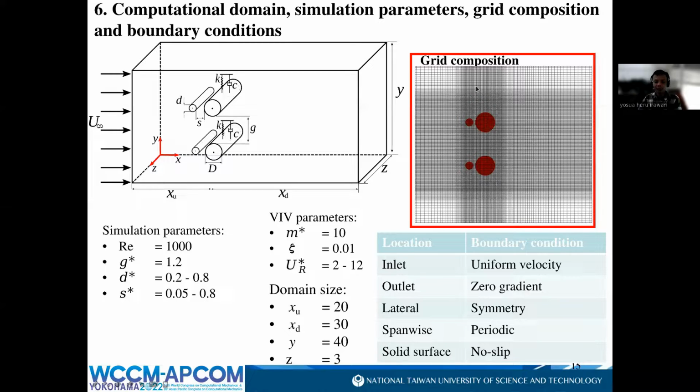And this is the grid composition of the current investigation. Near the structure, we use a uniform grid, and in the far wake region, we use a non-uniform grid to reduce the total number of grids.